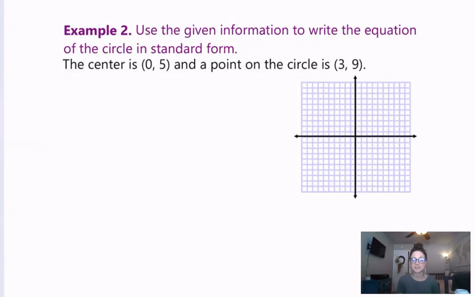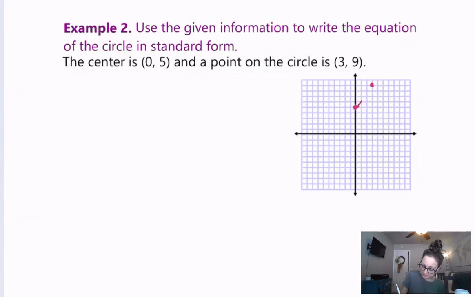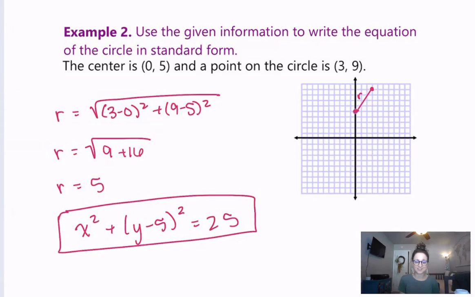All right, let's do this one together. Or start it out, at least. It says the center is (0, 5), and a point on the circle is (3, 9). We want to use the given information to write the equation of the circle in standard form. So (0, 5), let's plot a little bit here. (0, 5), and then a point on the circle is (3, 9). Right there, right? So we know the center, we know (h, k), all we need to find is r, which is going to be the distance between those two points, right? So I'll let you find r, see if you can get it in standard form, and then we'll check our answers. All right, I've got the answer on the screen. Pause if you need to correct anything.